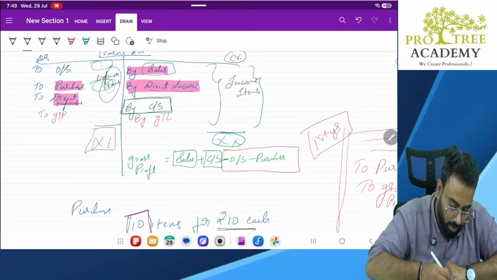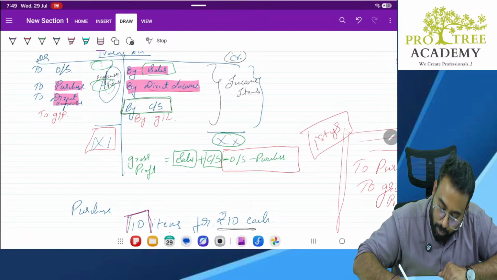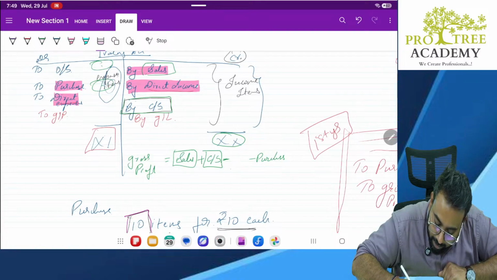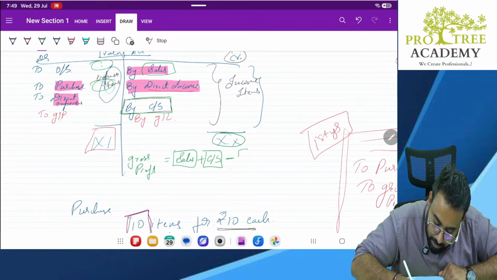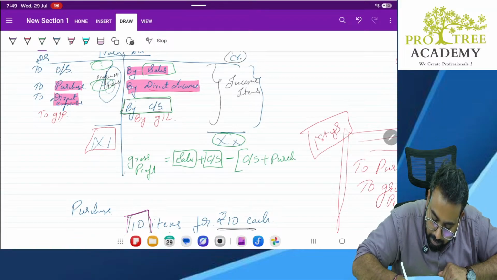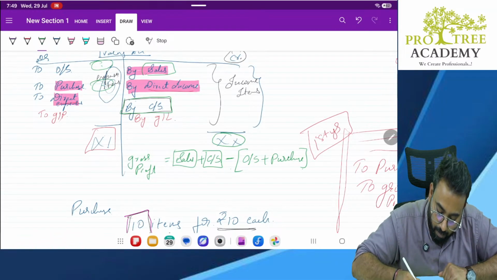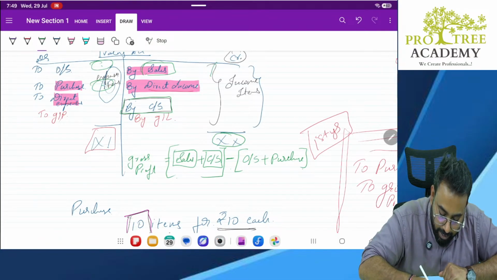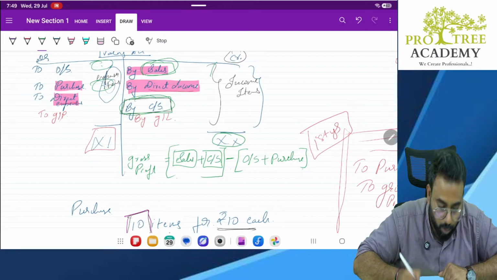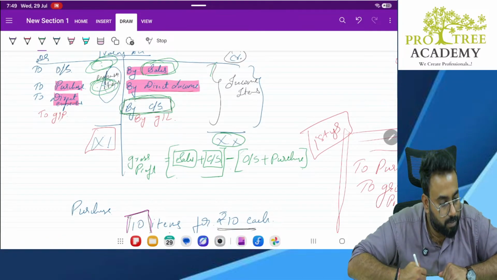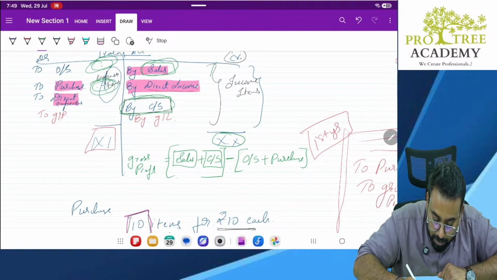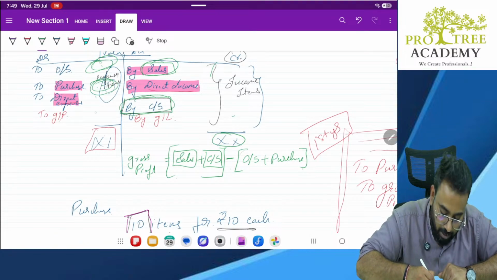Correct or no? So if I want to write it like this, I can write it like this for you to better understand. Minus opening stock plus purchases. Can I write it like this? On this side there is sales, there is closing stock. I will add both. On this side there is opening stock and there is purchases. I will add both. Now sales plus closing stock minus opening stock minus purchases will give me gross profit.